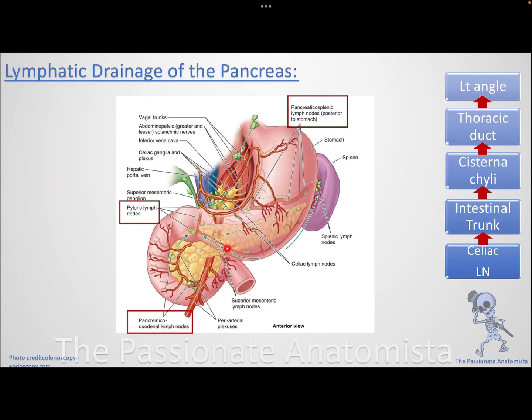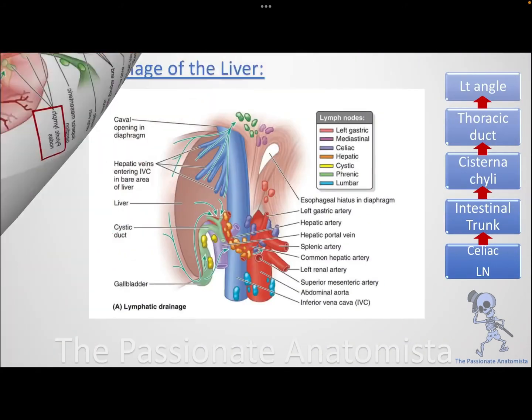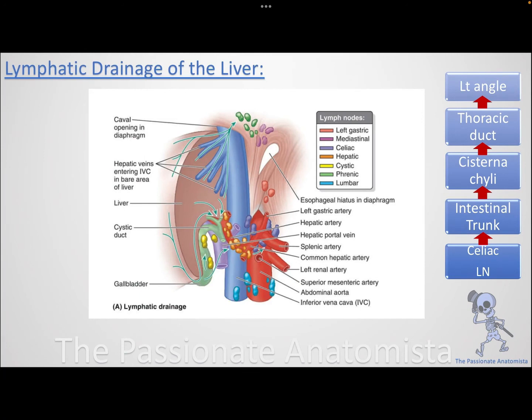And from there, again, this is related to the foregut. So of course, we're going to drain into the celiac lymph nodes, and then intestinal, then cisterna chyli, thoracic duct, and then to the left angle, which is basically the junction between, again, the left internal jugular vein and the left subclavian.